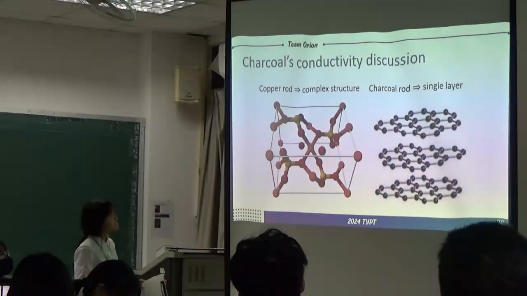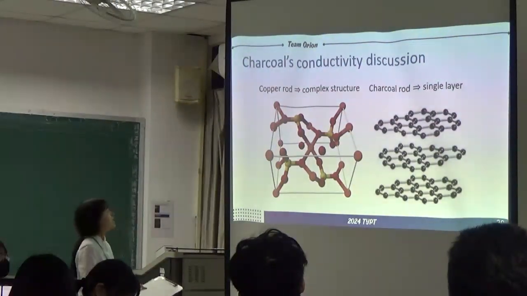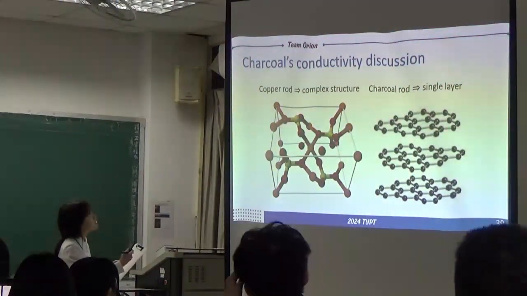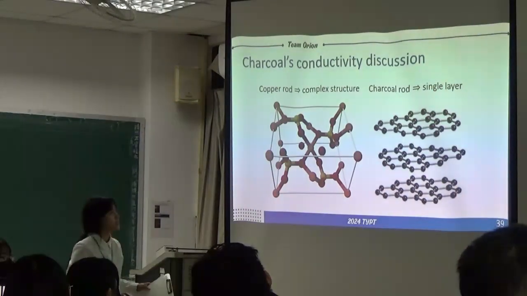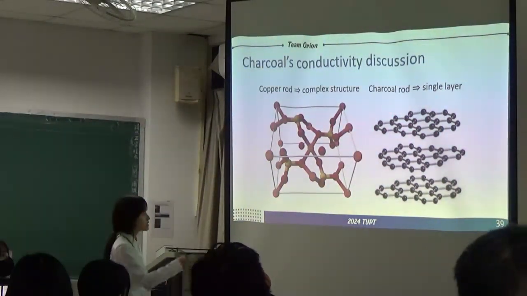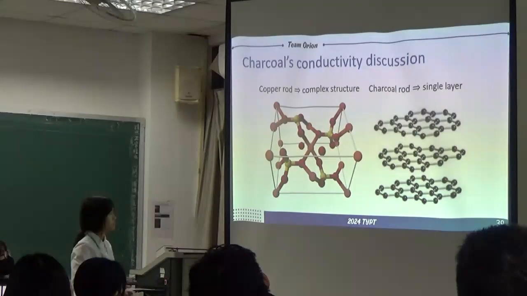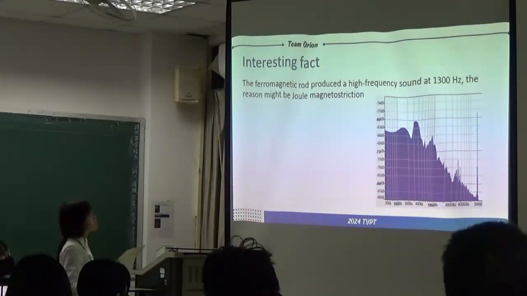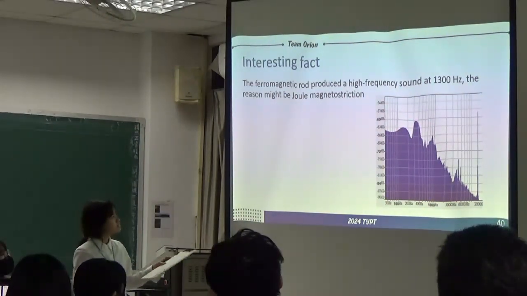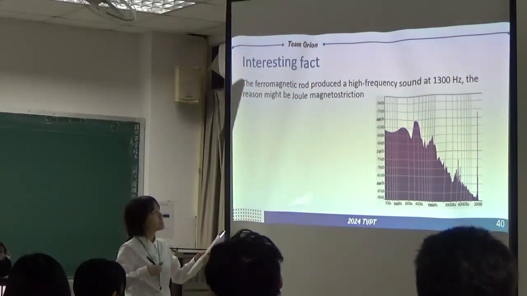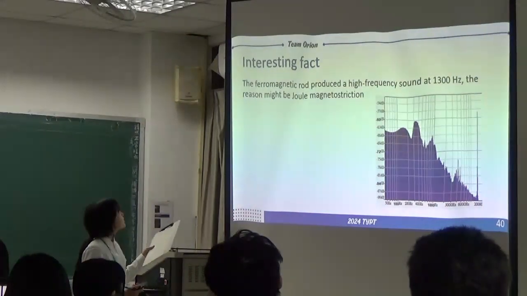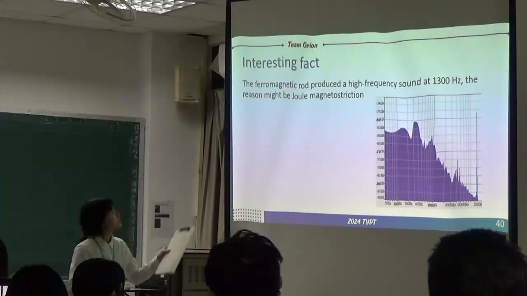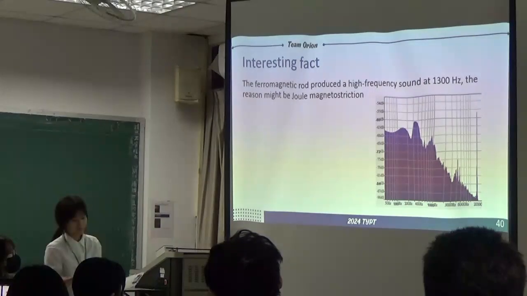And about the coil's conductivity discussion, because the copper rod is a complex structure and the coil rod is a single layer, its conductivity is not good. Finally, it's an interesting fact that we found the ferromagnetic rod produces a high frequency sound at 1030 Hz, and the reason might be Joule's magnetic friction.